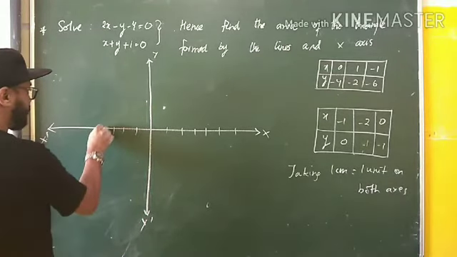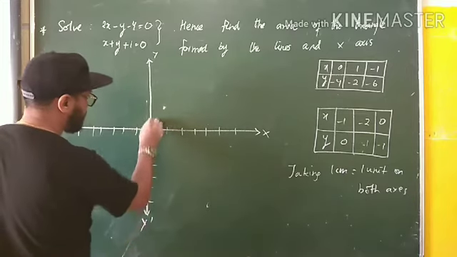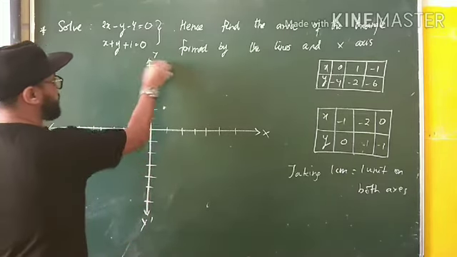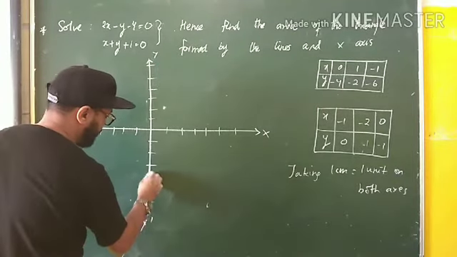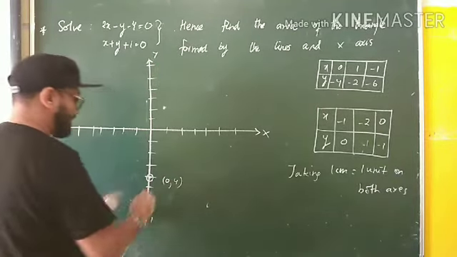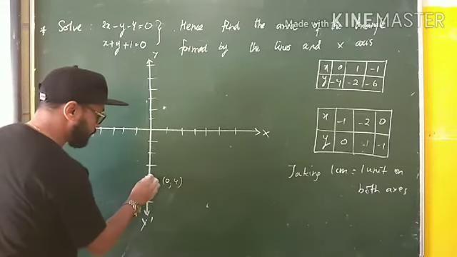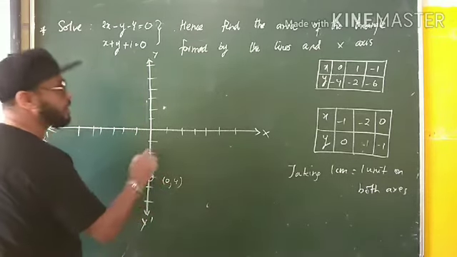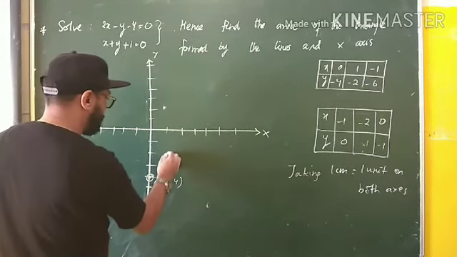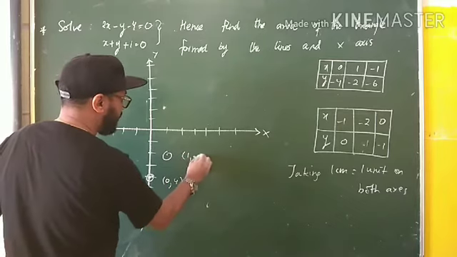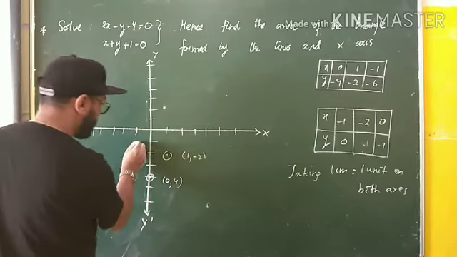2, 3, 4, 5, 6. 2, 3, 4, 5, 6. 1, 2, 3, 4, 5, 6. The first, when x is equal to 0, y is minus 4. You have to do it exactly the same way I am doing it on the board. Plot the point, put it in a circle, and don't forget to write the coordinate. 1 and minus 2. And minus 1 and minus 6.